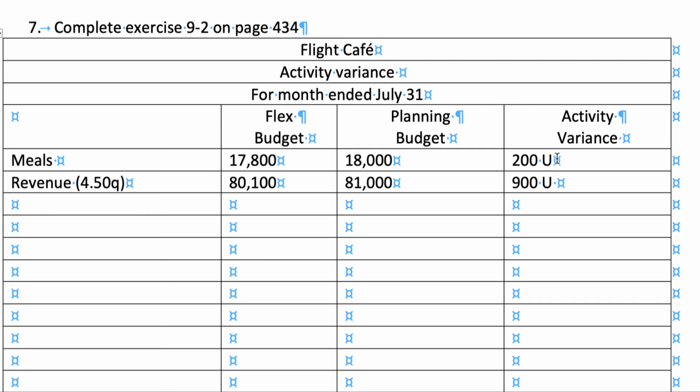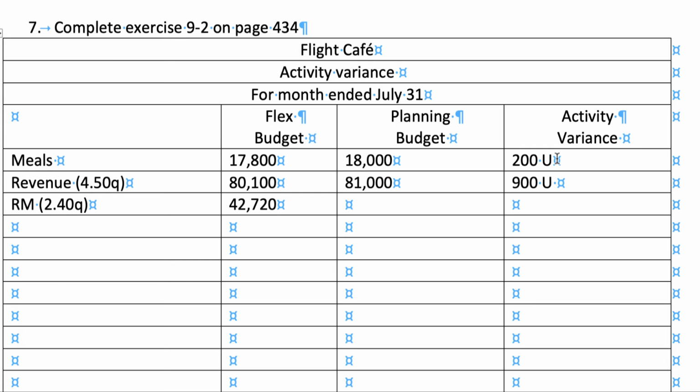Let's look at the first one, which is the raw materials. I'm going to abbreviate and say RM, right? What's our cost formula? Well, the cost formula is $2.40 times the quantity. Well, for the flex budget, the quantity is 17,800. So I'm going to take 17,800 times my $2.40, which gives me 42,720.